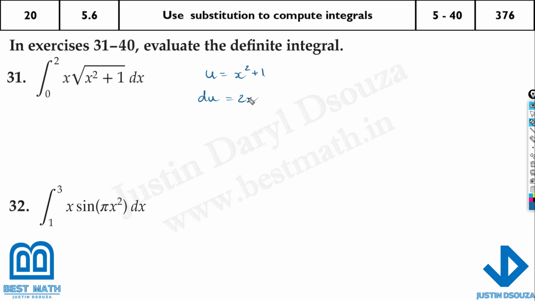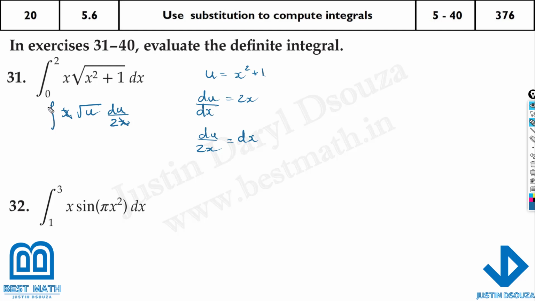We don't need to write it. It's du by dx here. We need to get what is dx. So it'll be du by 2x, that is equal to dx. We got it. How about we substitute over here? This is x, and then what do we have? Square root u du by 2x, where x and x cancel off.